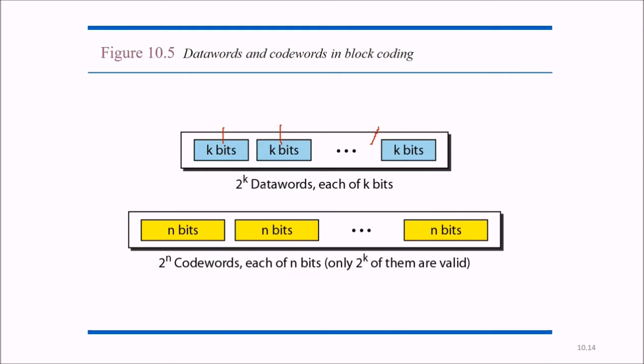So you have 2 to the power k data words, each of k bits. How many are these? 2 to the power k. So these are 2 to the power k data words, each of k bits, as you can see. But in the case of code words, when you have added the redundant bits, it will be n bits, and as we have just seen, n will be equal to k plus r. K is this, and r is added. Each of n bits, so only 2 to the power k of them are valid.